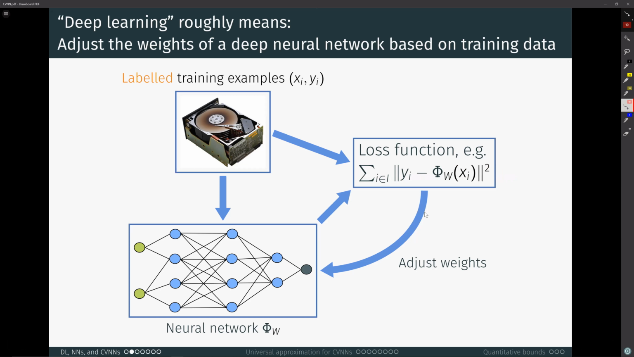And then, surprisingly, it turns out that in practice, this works very well in the sense that the trained network will not just do well on the training set usually, but it will generalize, meaning that it will also work well on examples that it has not seen during training.